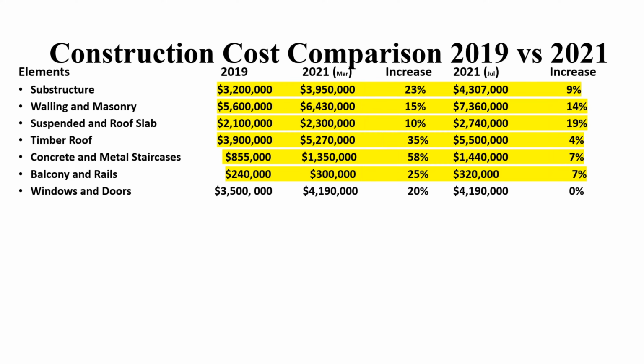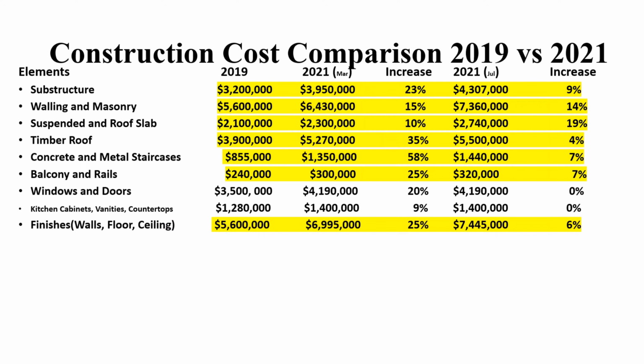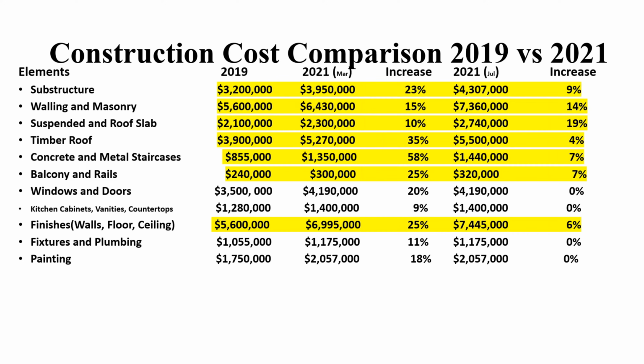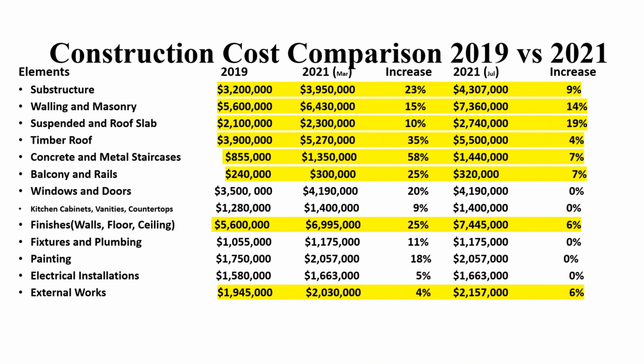Windows and doors, we didn't see any increase there. Kitchen cabinets, countertops, we didn't see any increase there. Finishes, floor, walls and ceiling. Back in March we were looking at about 6.995. Now we are looking at 7.445, which is a 6% increase. This is as a result of the increase in cost for cement to render the walls and so on. Fixtures and plumbing, we didn't see any increase there. Painting, we didn't see any increase there. Electrical, we didn't see any increase there.